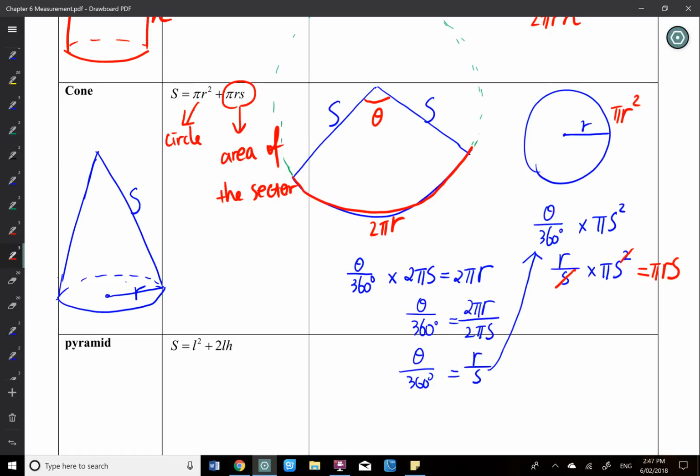It's very hard to understand why we times the slant height, why we times the radius, and then we times pi. What's the reason? Okay, here is the reason why we do it that way. So it's pi r s plus pi r squared. Area of the sector plus the area of the circle.